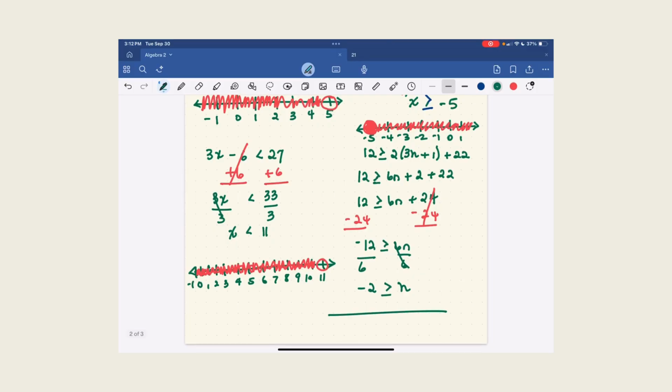And when we draw our number line, we will start with negative 2, negative 1, 0, 1, 2. And it's greater than or equal to, so our circle is going to be closed. And we shade in all values that are greater than negative 2.